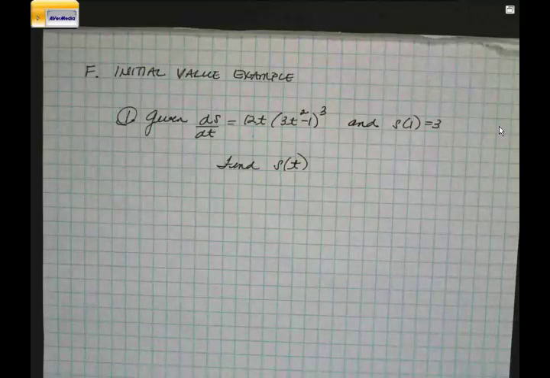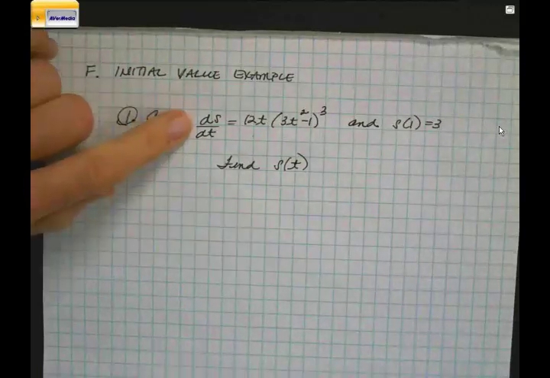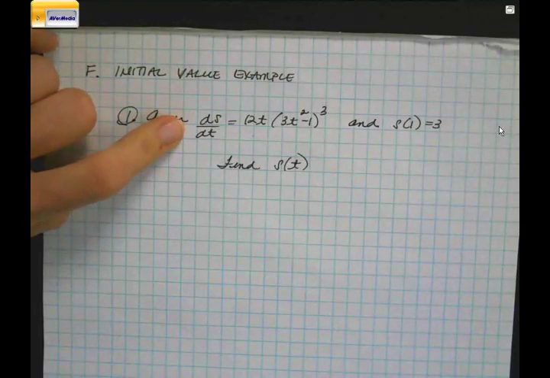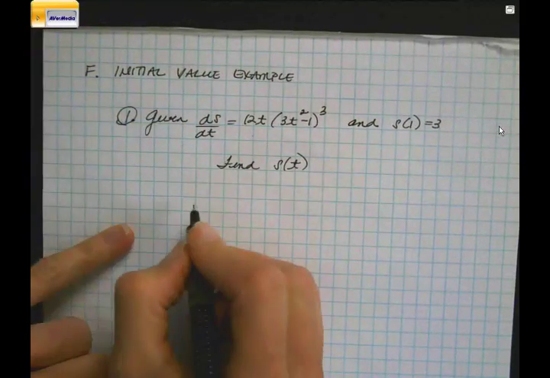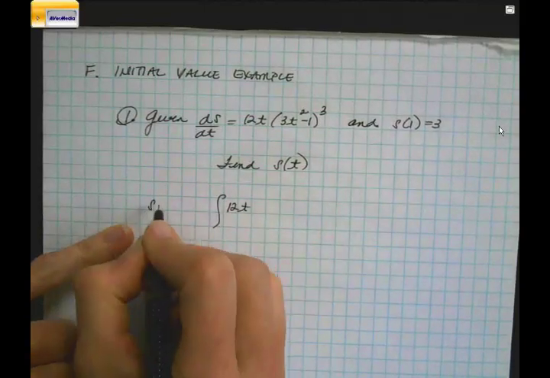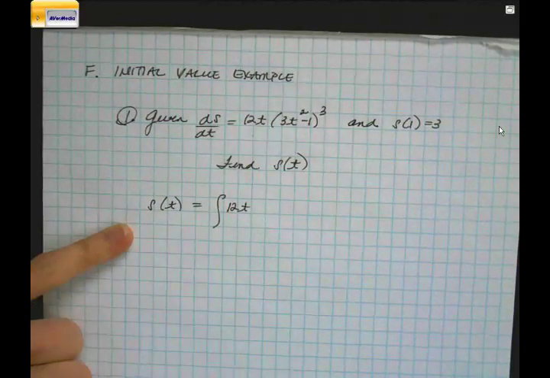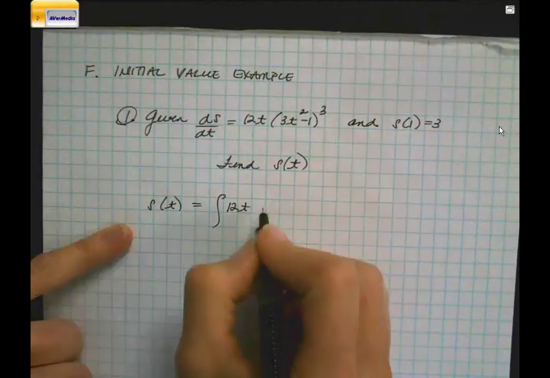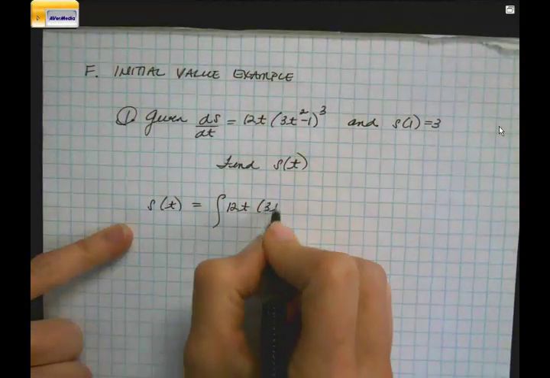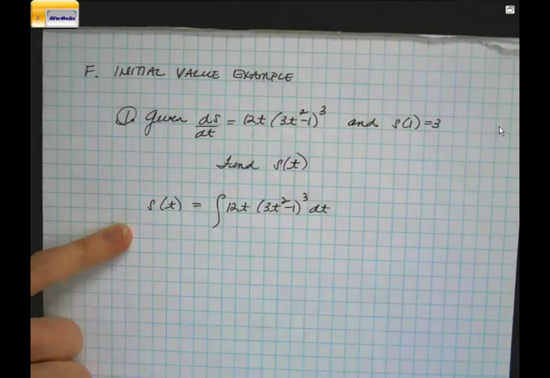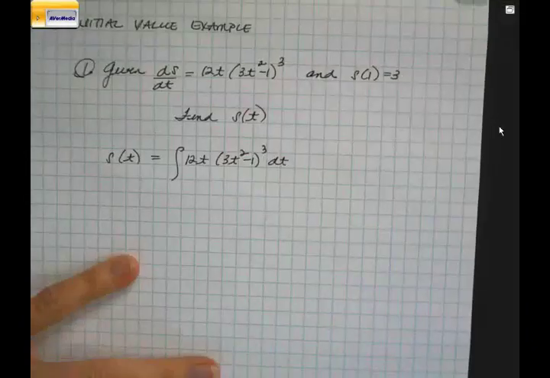Okay, ds dt is like s prime, so I want the antiderivative of ds dt to get s. It's got a plus c on it though. So s of t will equal the antiderivative of ds dt, which is because ds dt is the first derivative. So I've got to integrate 12t times 3t squared minus 1 cubed dt. I've got to integrate that, and it's going to have a plus c on it.